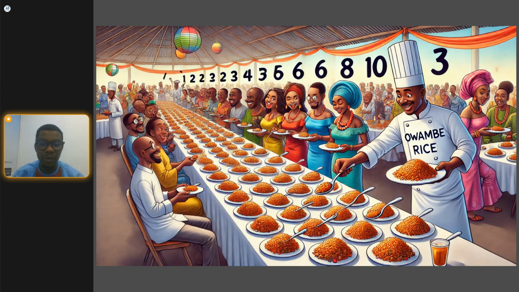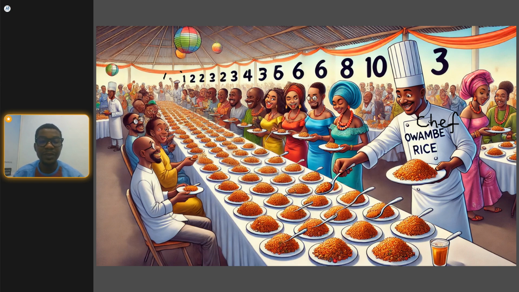So let's take an instance. We have an occasion and you were part of the guests in the occasion. And on getting there, you discover that people had to line up to be served what to eat. They have to line up to be served their food, right? Now, if this happens to be the chef, on his clothes is written Owambe rice, okay? So he's serving this rice called Owambe rice.